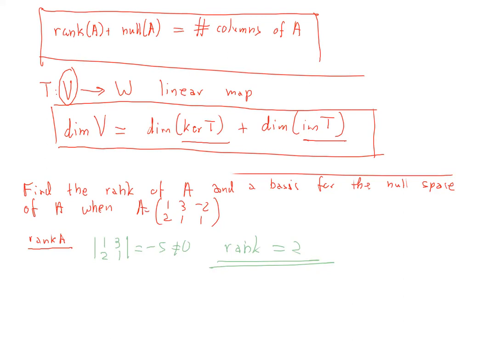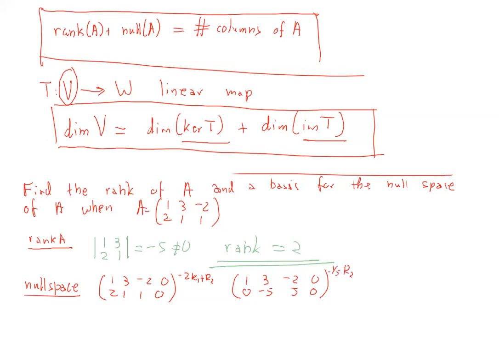For nullity now, for the null space, what do I do? I do my Gauss elimination. 1, 3, negative 2, 0. 2, 1, 1, 0. So I do minus 2 row 1 plus row 2. And that gives me 1, 3, negative 2, 0, 0, negative 5, 5, 0. And then I do negative 1/5 row 2. And that gives me 1, 3, negative 2, 0, 0, 1, negative 1, 0. And that's row echelon.